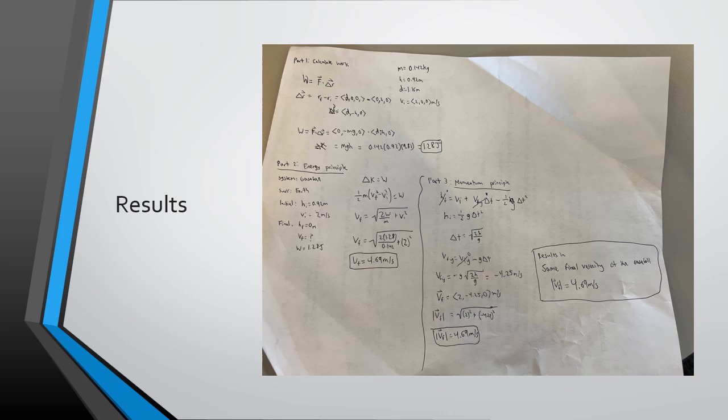Alright, then part two, I did the energy principle to calculate the final velocity. Right here, I used my initial and final values. I basically did the energy principle of change in kinetic energy equals the work, and just solved for final velocity, and I got 4.69 meters per second.